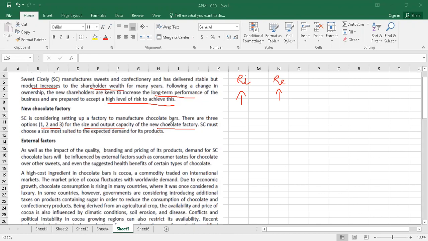So the first decision here is about building a chocolate factory, but there is no standard size as such. They have to choose among size 1, size 2, and size 3 models. Then we are also given certain other details about the external factors, as well as the impact of the quality, branding, and pricing of its products. Demand for SC chocolate bars will be influenced by external factors. So to build the factory, what factors are there?